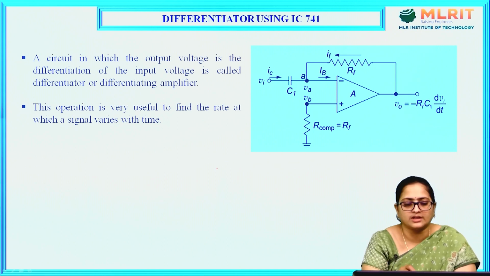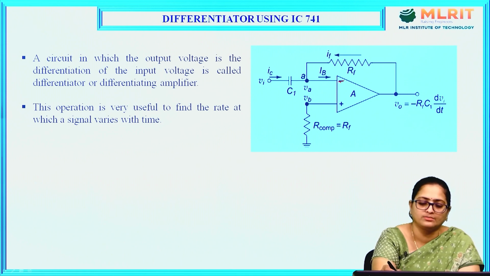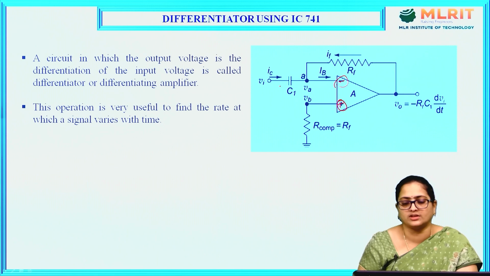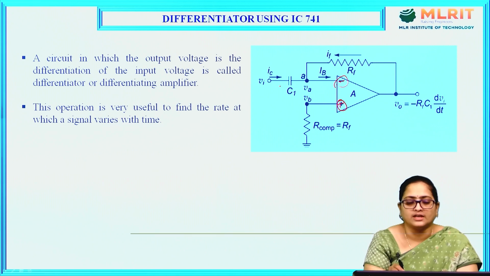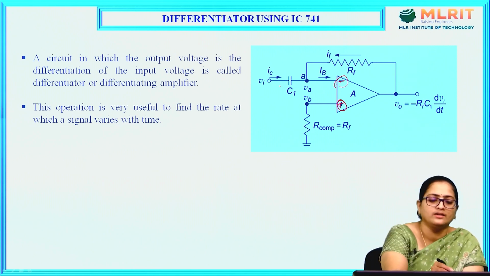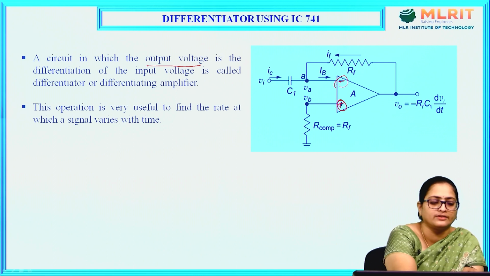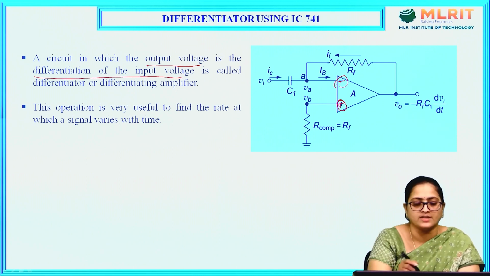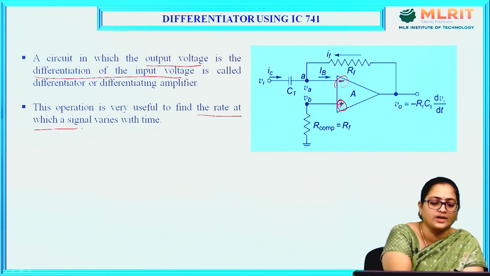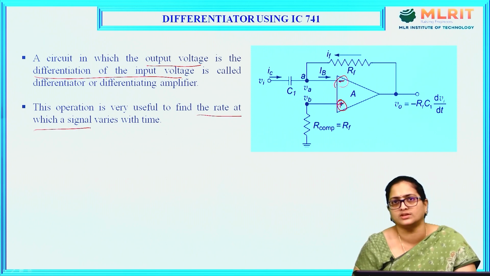So this is a circuit which is used as a differentiator. The op-amp consists of a negative terminal and a positive input terminal. This is called the inverting input terminal and this is called the non-inverting terminal. This is how you can arrange a capacitor and resistor to work this IC741 as a differentiator. A circuit is said to be a differentiator when its output voltage is the differentiation of your input voltage. And this operation is very useful to find the rate at which a signal varies with respect to time.